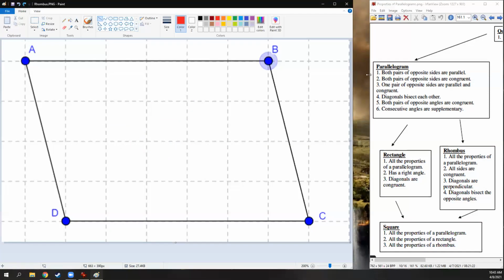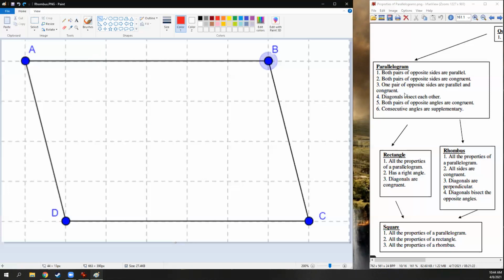Okay. So it also says both pairs of opposite sides are congruent. So this side is equal to this side, and this side is equal to this side. That's not too hard. I mean, we're talking about rectangles. You guys know that about rectangles. Opposite sides are congruent. They're equal to each other, right? Now, oh, well, this one's dumb. One pair of opposite sides are parallel and congruent. Yeah, duh. If this is parallel to this, and this is equal to this, then they are both parallel and equal. Thanks.